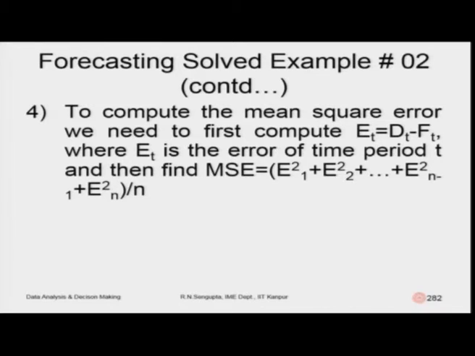So, that would be the difference between dt and ft, the actual value and the forecasted value, where Et is the error of time period t. Then we need to find the mean square error, which is E1 square plus E2 square, and so on till En square for the n time periods, sum them up and divide by the number of time periods, which is n. So, we need to find out these calculations.